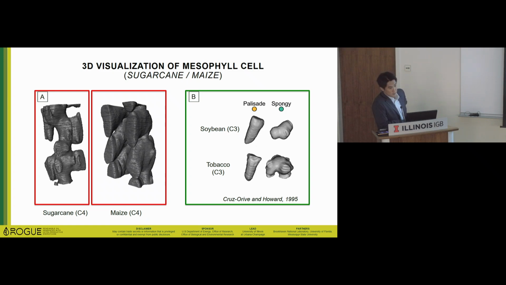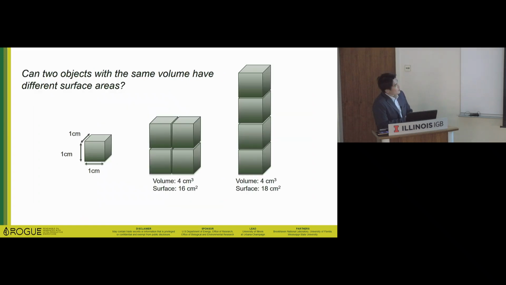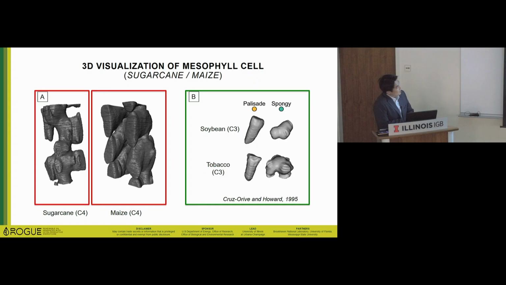We assume this is related to the surface area. When you think about volume versus surface area, even with the same volume, the surface can change depending on the shape. So this might be some benefit for the surface area facing the intercellular space, but we are still discussing what they look like. If you have any idea, just let me know after this talk. Because we still don't know, we're still discussing it.